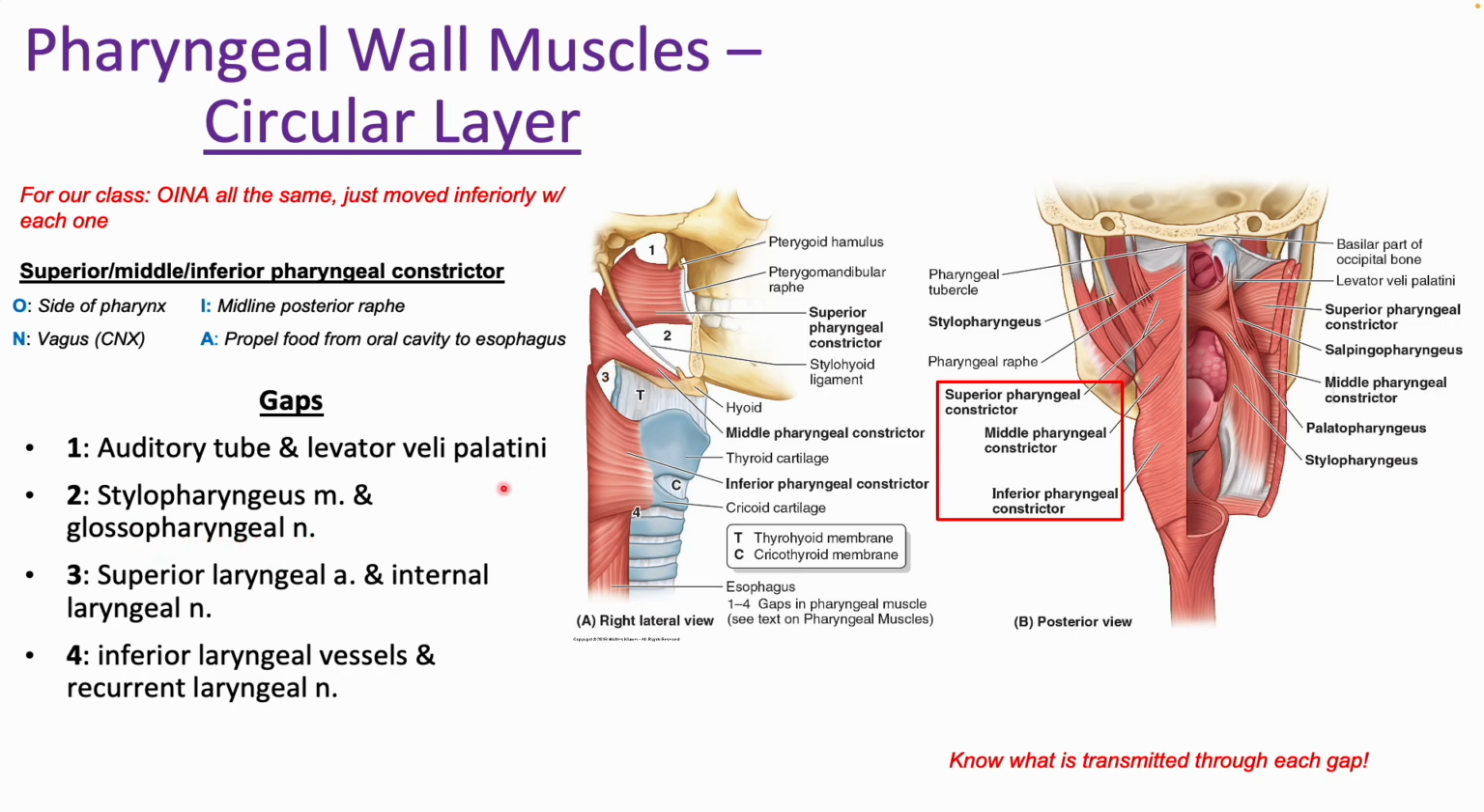In the third gap, we're going to have the superior laryngeal artery and the internal laryngeal nerve. And then finally in the fourth gap, we'll have the inferior laryngeal vessels and the recurrent laryngeal nerve. And so these are going to be a really important topic to know, what goes through what. I'll try and point out some stuff as we go through and learn them, like the stylopharyngeus. Remember, that's going to go through too. But I would come back and watch this point after you finish this video just to make sure you're actually knowing what's going through all of these.